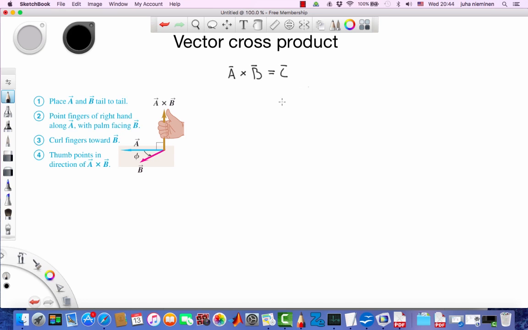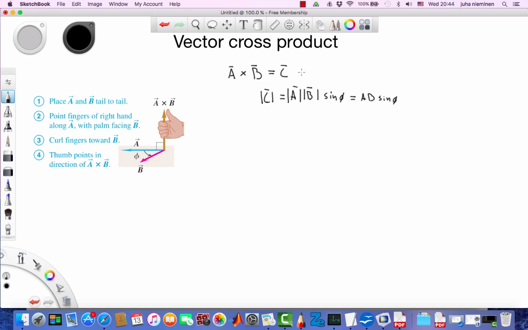The magnitude of the vector C is defined as magnitude of A, magnitude of B, and then the sine of the angle between the two vectors, A and B. Or usually we just write it like this, AB sine theta.